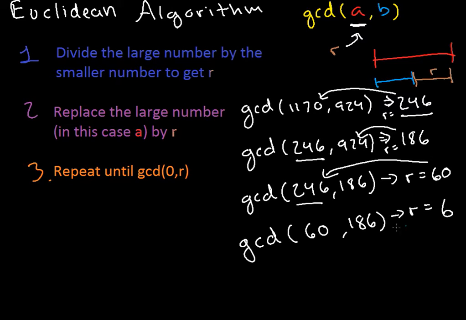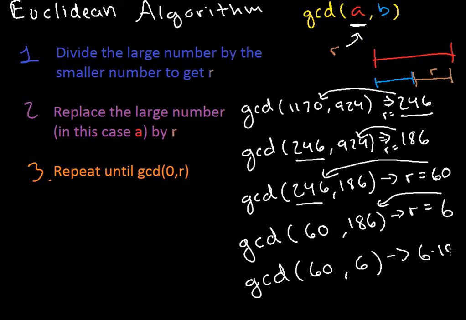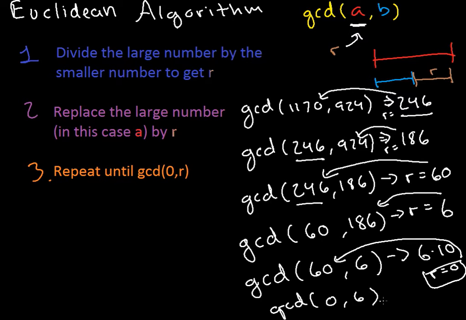So we replace the larger of the two with the number 6. And now we rewrite it, greatest common divisor between 60 and 6. That is 10. So we say we have 6 times 10 with a remainder of 0. Now, we're not done. I know it seems like it, but we replace the bigger number with 0, and now greatest common denominator between 0 and 6. Now we're done, because we repeat until this.